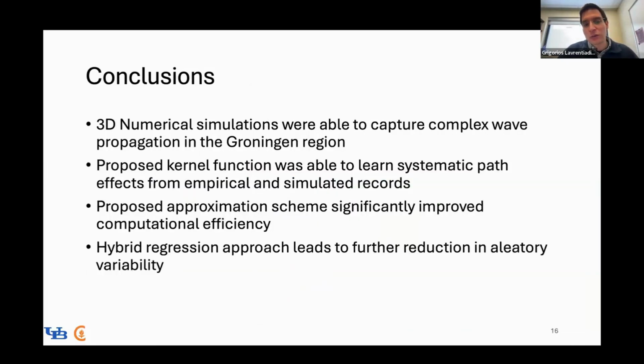And in conclusion, through this presentation, we developed a scheme for being able to develop non-ergodic models that can capture complex effects, and in particular in the path, and how they can be scaled efficiently to be able to ingest large amounts of data, and being able to learn non-ergodic effects through heterogeneous data streams. Thank you, and I'm happy to take any questions.